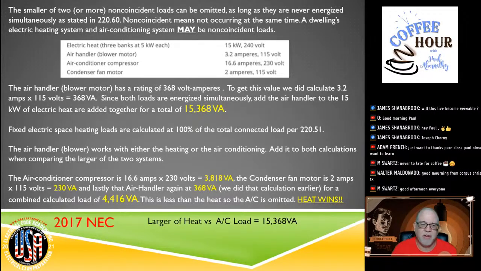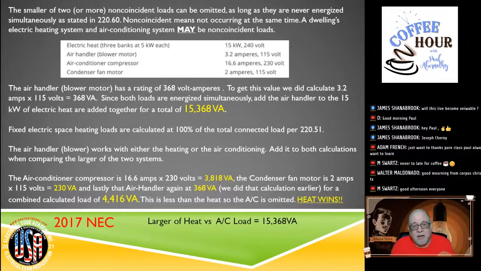All right, so in this case right here, the air handler. We're going to do each one of them. The heat's easy, we'll save that for a second. So the air handler is 3.2 amperes at 115 volts. Remember what we're going to do? We're going to take our amps times our volts. That's going to give us a VA. So in this case, it would be 368 VA. That was 3.2 times 115 volts. That's 368 VA, right?